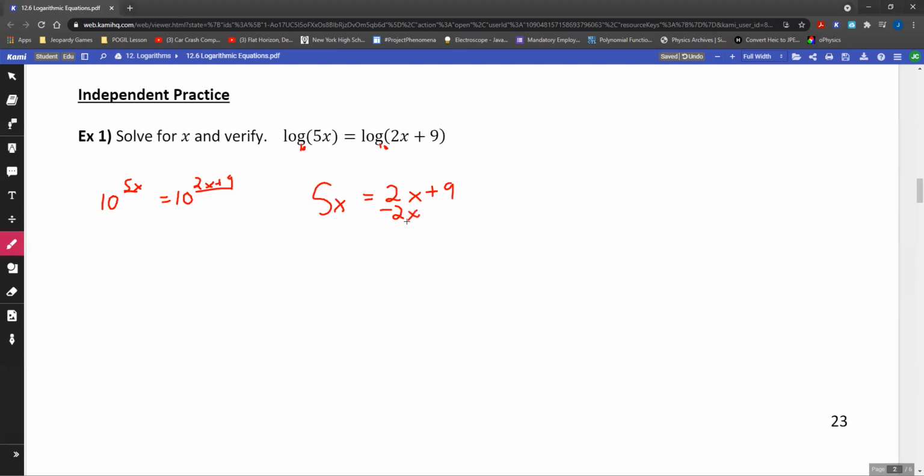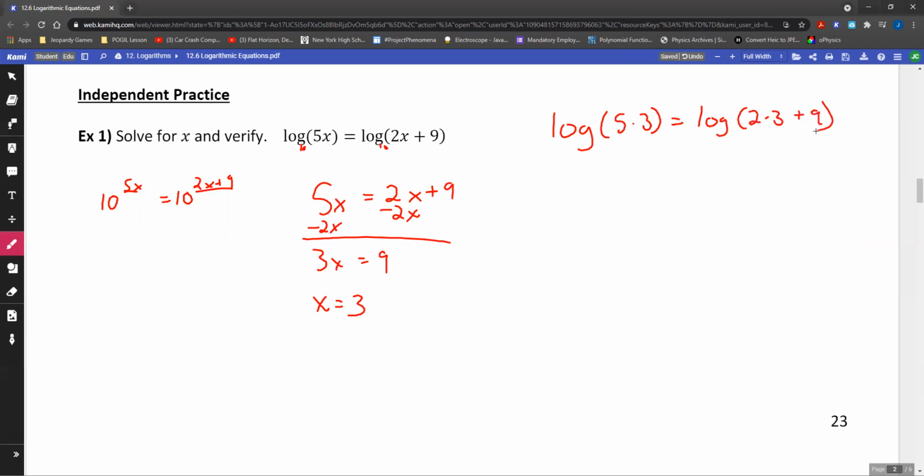So I just solve this for x. I get 3x equals 9, x equals 3. So to verify, we're going to see if log of 5 times 3 equals log of 2 times 3 plus 9. 5 times 3 is 15, so this is log of 15. This is log of 2 times 3, which is 6, plus 9. And yeah, 6 plus 9 does equal 15. So we end up getting log 15 equals log 15. Perfect. So that was my solution.